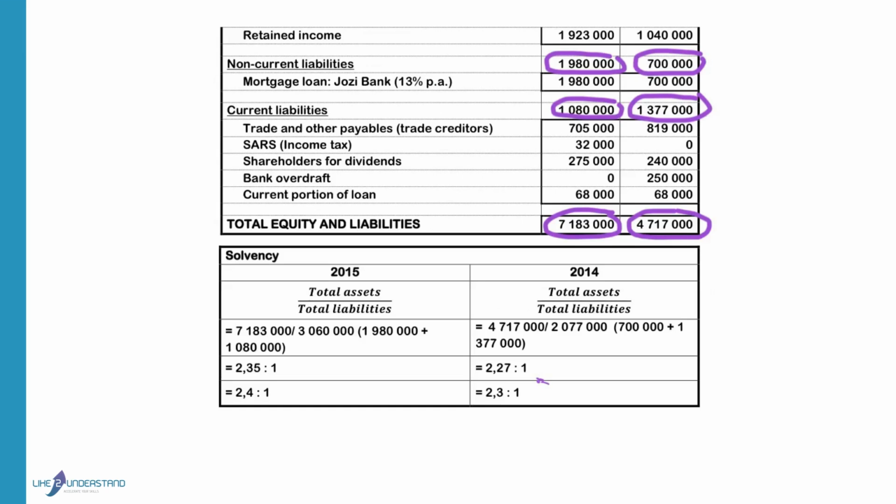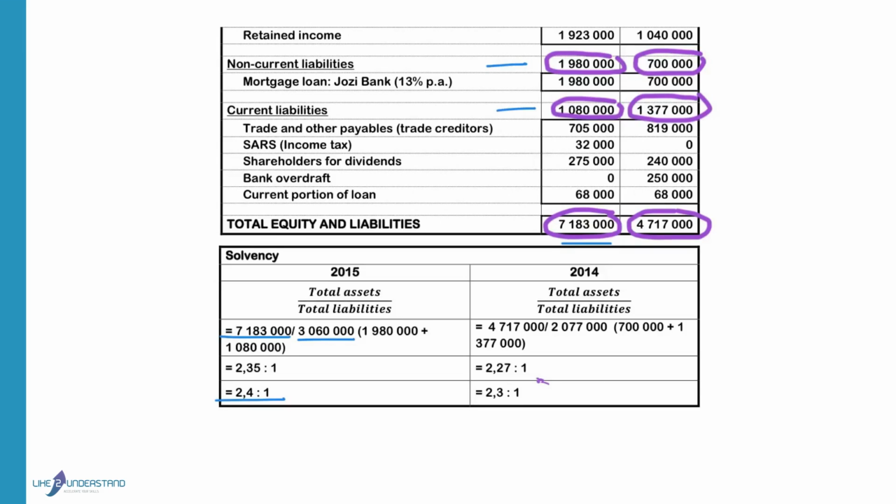The total assets will then be 7183. The total liabilities is the 1980 plus the 1080. So if I add them together, I get the total of 3060. And when I do this calculation, my ratio is 2,421. So that means for every R1 that the business owes, they've got R2.40 assets.